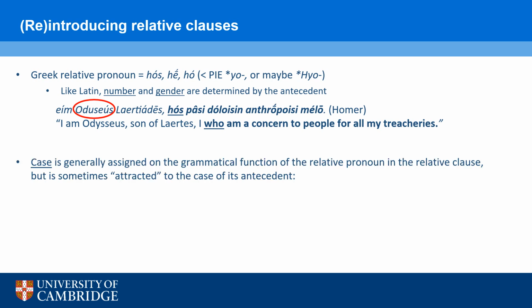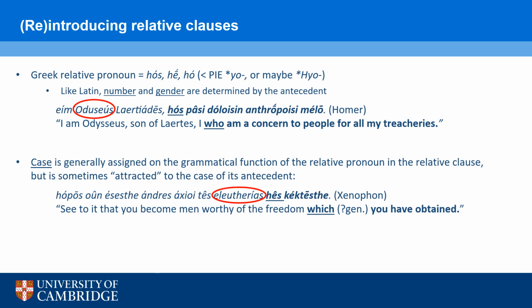Case is a bit more complicated in Greek than in Latin, because although it's generally decided by the relative pronoun's function in the relative clause, it sometimes gets attracted to the case of its antecedent. Here is a classic example. Hopos un esesthe andres axioi tes eleutherias hes kektesthe. Here, the verb kektesthe, which means you have obtained, should take the accusative for its direct object, hen.